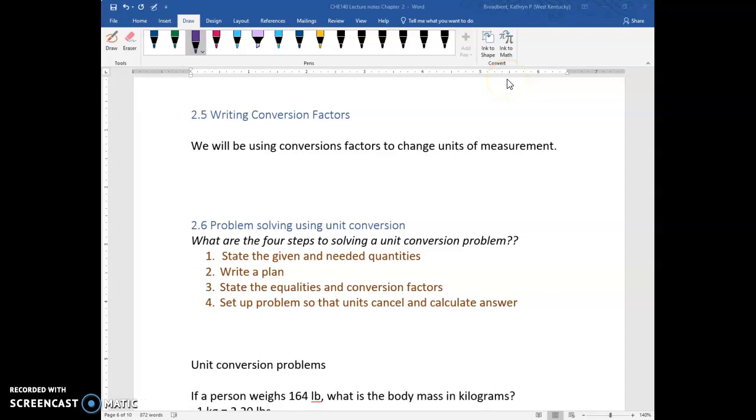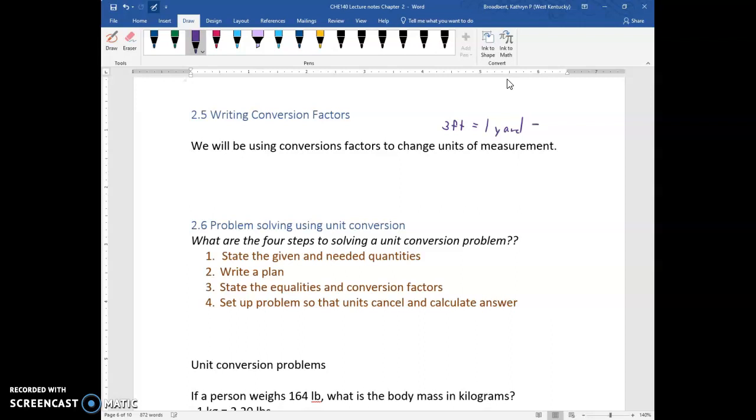We'll be using conversion factors to change units of measurements. So say you have your units of measurement in feet and you need them in yards. You can use the fact that 3 feet is equal to 1 yard to write a conversion.